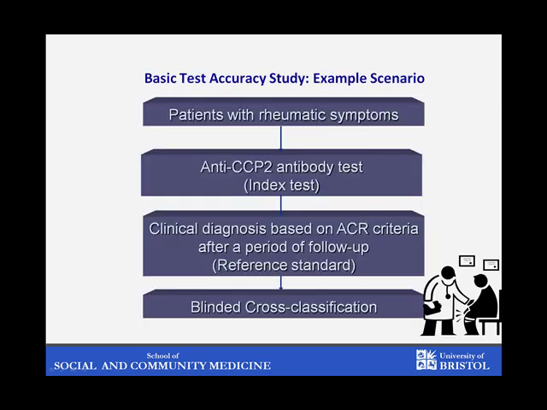In this case, we have patients with rheumatic symptoms who've been given anti-CCP antibody, known as our index test, and our reference standard is a clinical diagnosis, usually by a specialist such as a rheumatologist, using the ACR criteria, usually after a period of follow-up. We want to cross-classify the results of the anti-CCP test against the clinical reference standard in our 2x2 table.